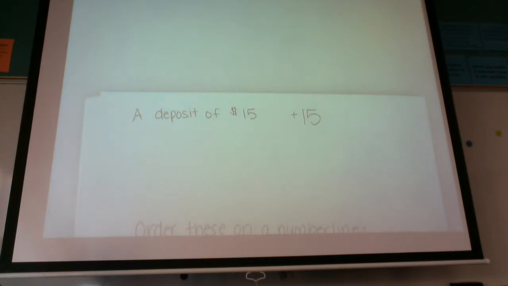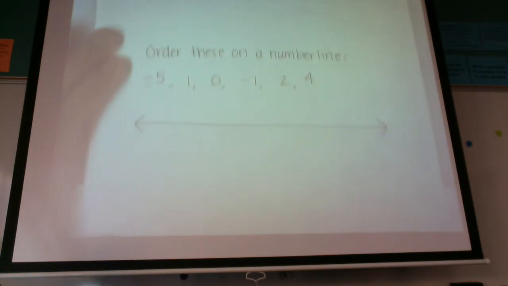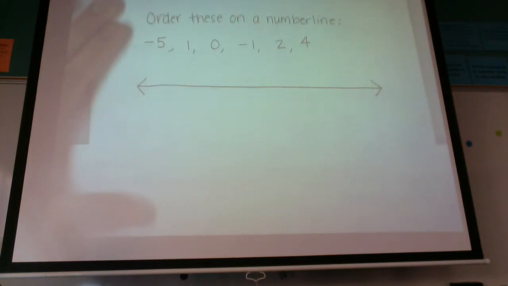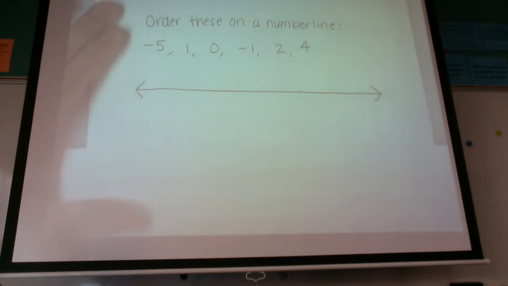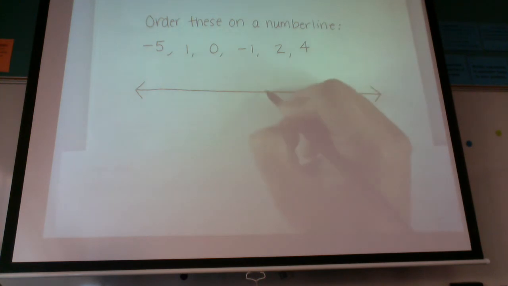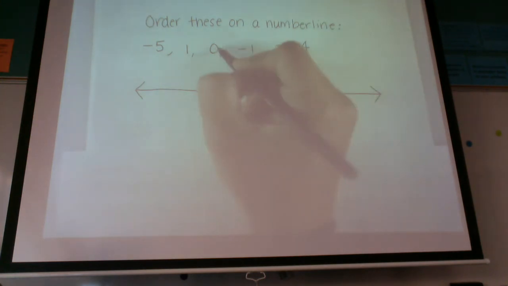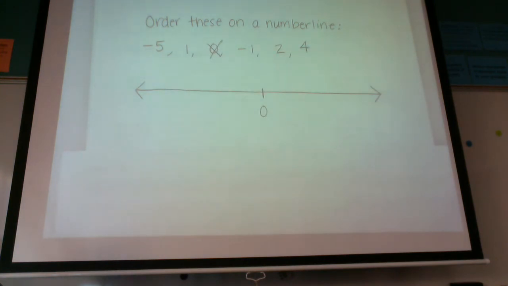Okay. Another skill we're going to have to be able to do with integers is to order them on a number line. So here I have a list, and on your notes you should have a list of integers that we're going to need to put on this number line. In the middle there, we're going to go ahead and put 0. That's going to be our starting point. I'm going to go ahead and cross it off up here so we know that we've used it.